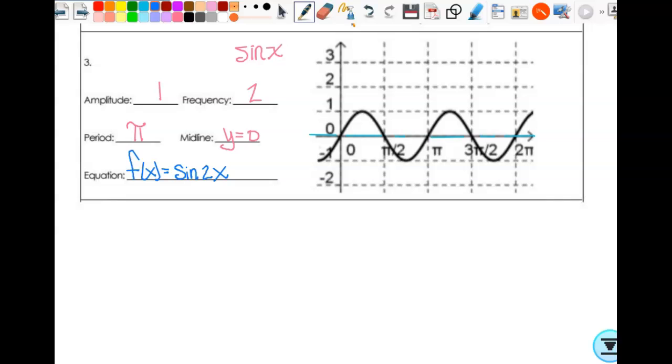Sine 2x. Frequency is how many, okay, so do you understand, like, that's one cycle before, it's how many cycles you get in 2 pi. Anything else? We're good on that one? Awesome. Then you do number 4.